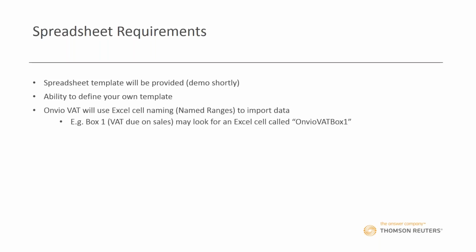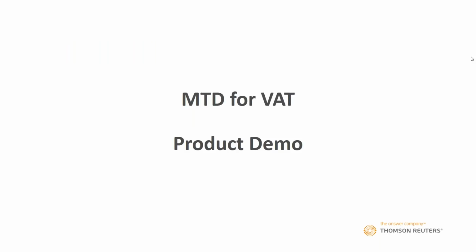We use cell naming in Excel, so we have a specific name. So for example, Onvio VAT box 1, when you import a spreadsheet into Onvio VAT, it looks for that box and will import that data. I've already mentioned XLSX is the format that we support, which is supported from Microsoft in all their products from 2007 onwards. I will now demo the software.